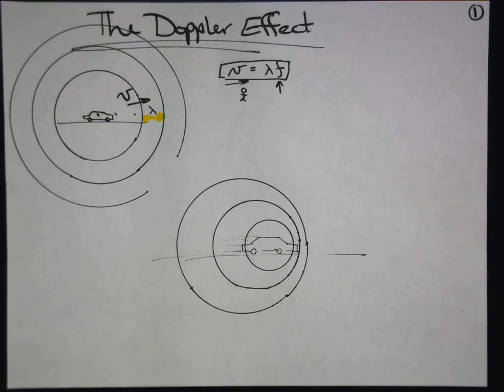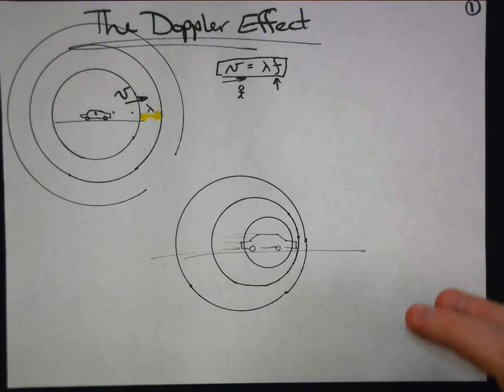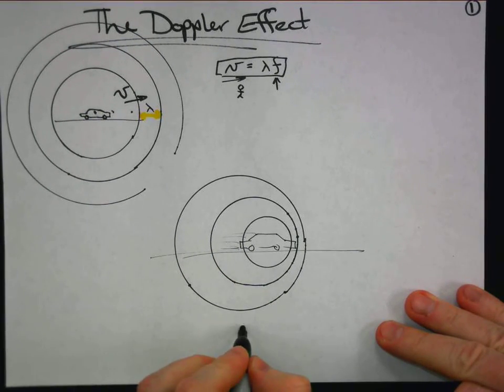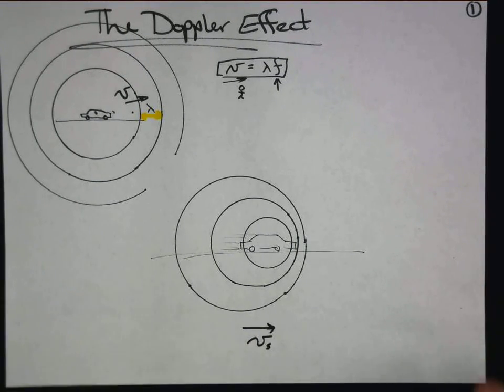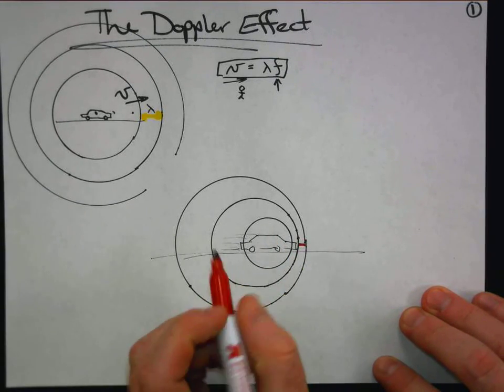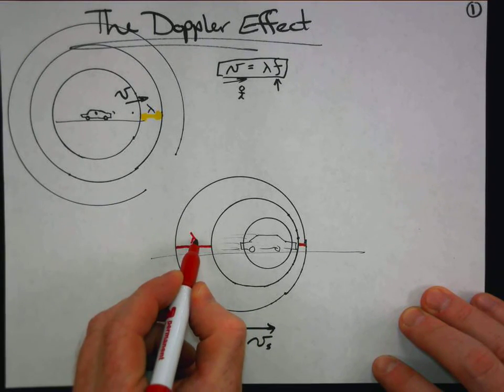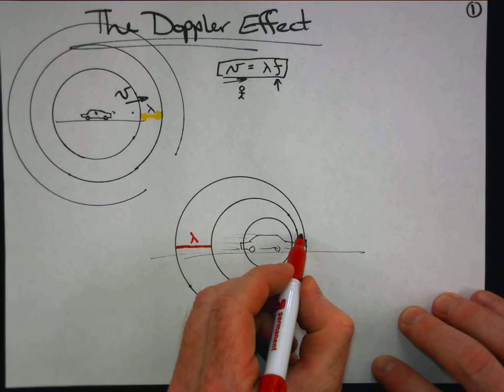So check this out. We can identify pretty easily a couple things going on. Say first, we have a velocity of the car. And the car is the source, so I'm going to call that velocity the source of the sound. S for source. So what this has done is the wavelengths in front, that distance there, is different than the wavelength behind. So there's wavelength behind the car, here's wavelength in front of the car.